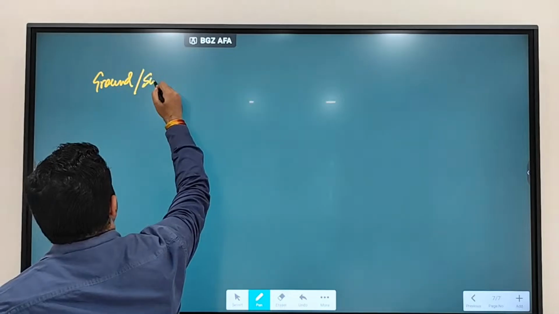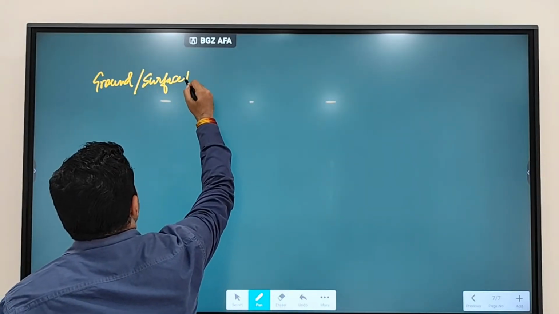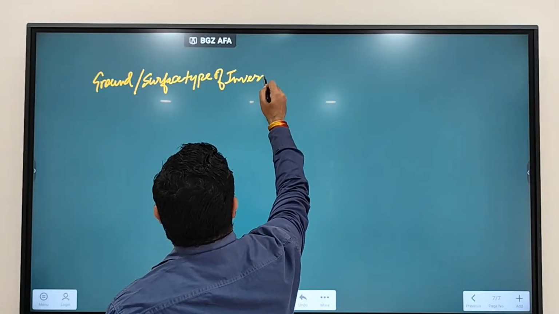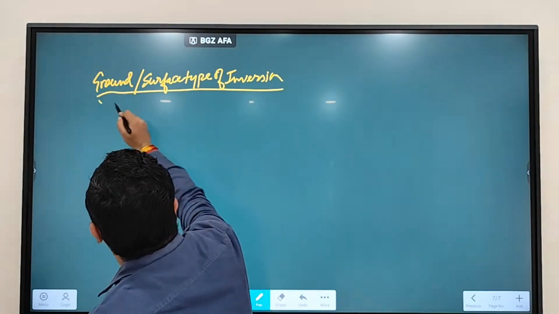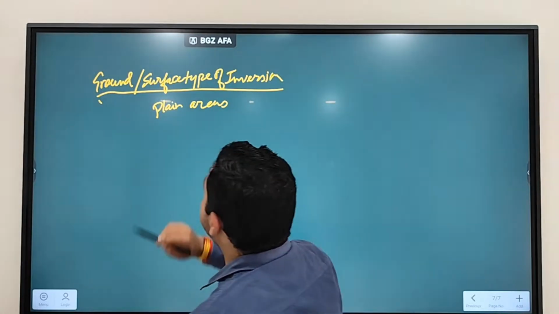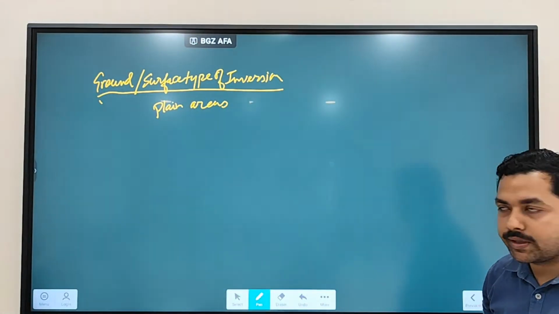Ground or surface type of inversion. Now this type of inversion you generally see in planar areas. In plain areas, you generally see ground or surface type of temperature inversion.